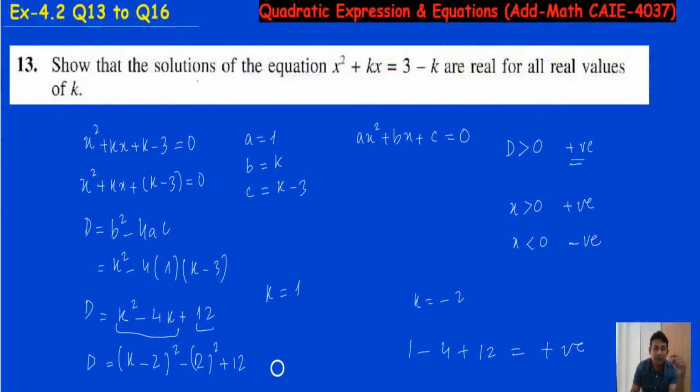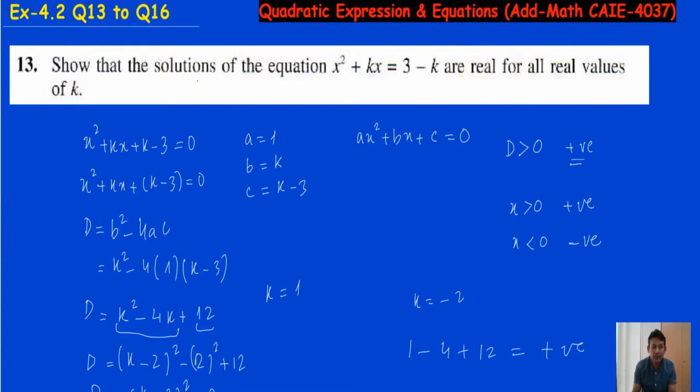For this purpose, you can see my video in the playlist. The completing the square method is very important. Without that, you cannot understand this step. I have explained the completing the square method in detail. Okay, D is coming k minus 2 whole squared, minus 2 squared is minus 4, plus 12 is plus 8.